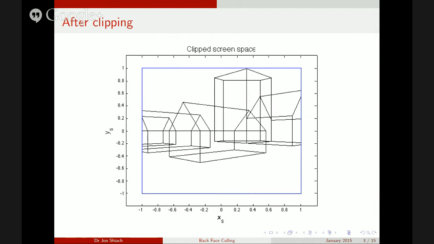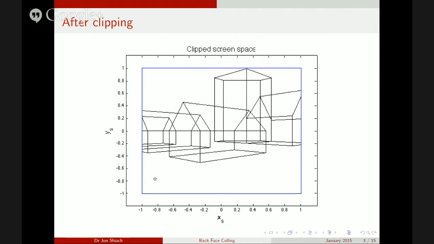Okay, so that's our village. This is our virtual world. We've done everything. We've transformed all of our objects into the world space. We've aligned the world space to the viewing position. We projected it using perspective projection. We've now clipped it. The blue rectangle is the edges of my unit cube.